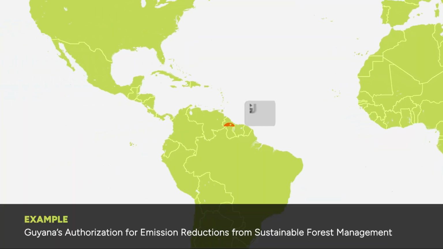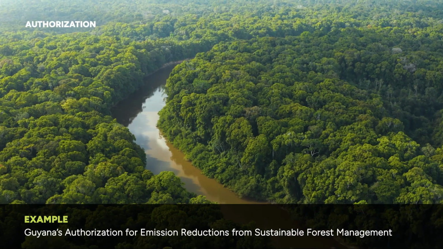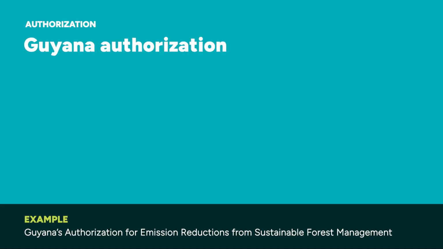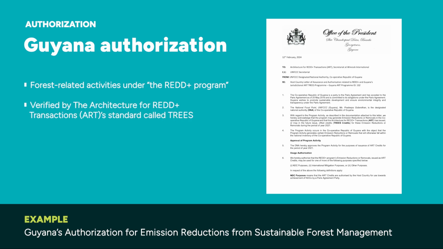Another example is Guyana's authorization for emission reductions from sustainable forest management. In 2024, the government of Guyana issued an official letter of authorization under Article 6.2 of the Paris Agreement. The letter allows emission reductions and removals from forest-related activities under the REDD+ program, such as those that reduce deforestation or enhance forest carbon stocks, which are verified by the Architecture for REDD+ Transactions standard, called ART TREES, to be internationally recognized and transferred.